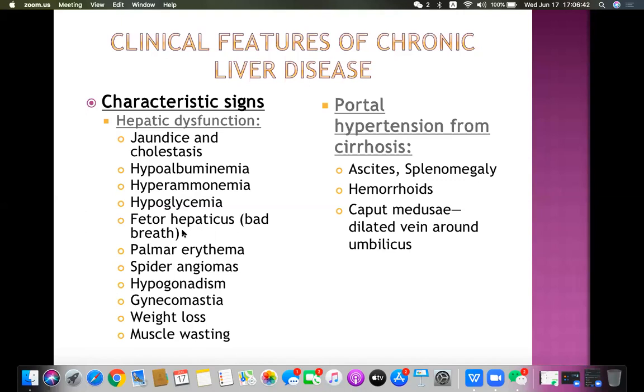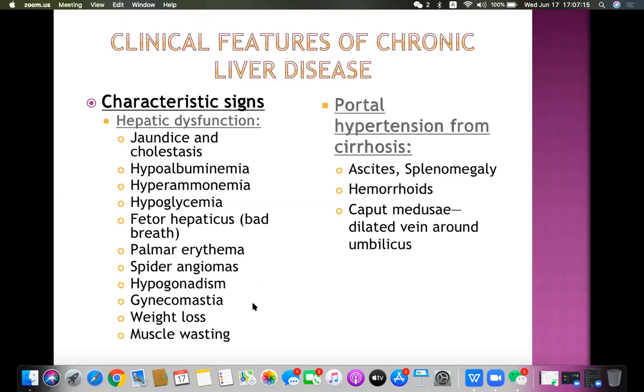Now another sign of hepatic dysfunction would be fetor hepaticus. Now, fetor hepaticus means bad breath or foul smelling breath you can say, and this is because of the presence of some gases on our breath. One of that gases is called mercaptans. Mercaptans is the name of the gas which may be present in the breath, and the person will have bad breath or foul smelling breath.